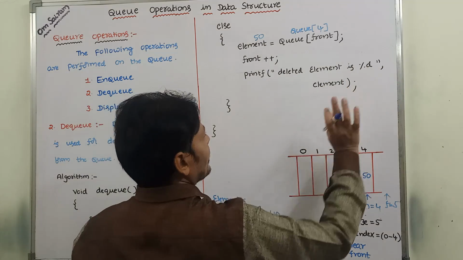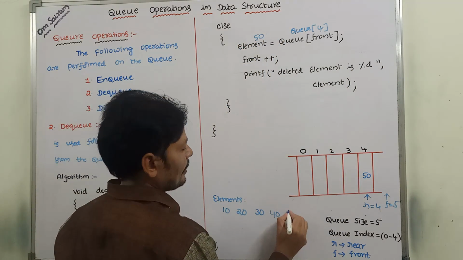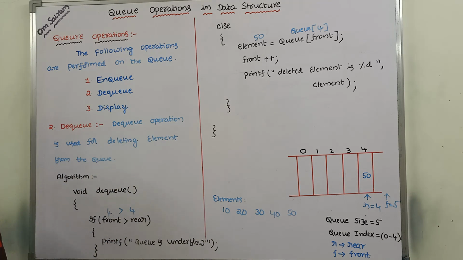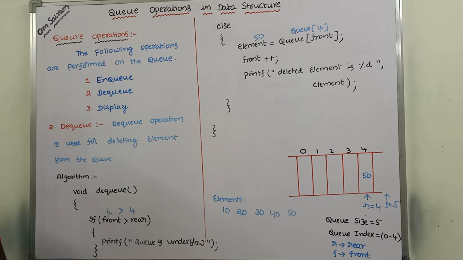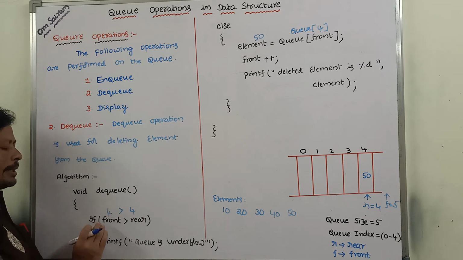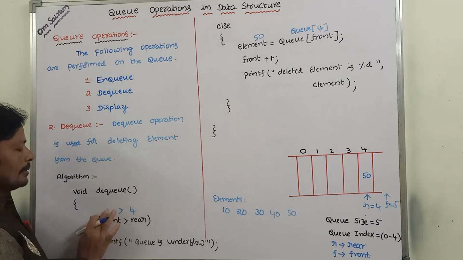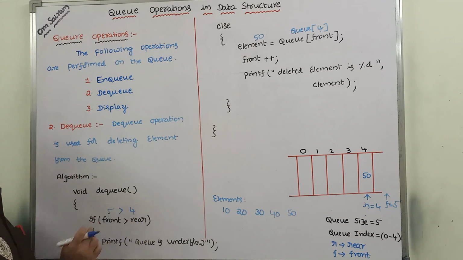Printf deleted element is, which element we want to print? That is 50. The deleted element is 50. 50 can be printed. Again, we have to perform Dequeue operation. Void Dequeue, brace begin. If front greater than rear. What is the front value now? 5. What is the rear value here? 4. 5 greater than 4.